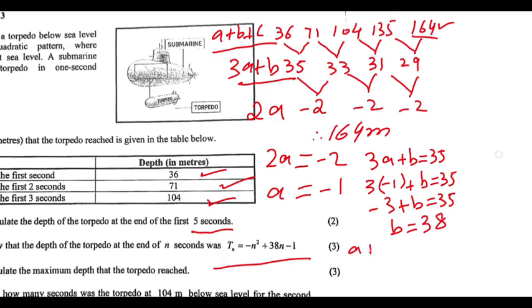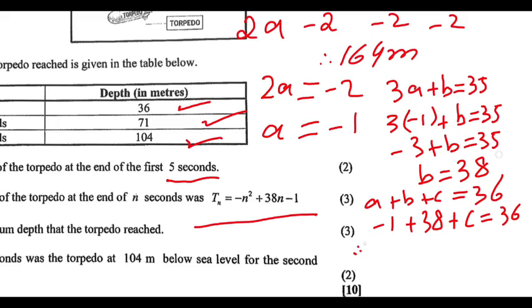Now a plus b plus c is equal to the first term, 36. So a we got negative 1, b we got 38, and c we need to find out is equal to 36. So therefore c is going to be equal to negative 1. I pull positive 37 over that side and it becomes negative, so c is negative 1.